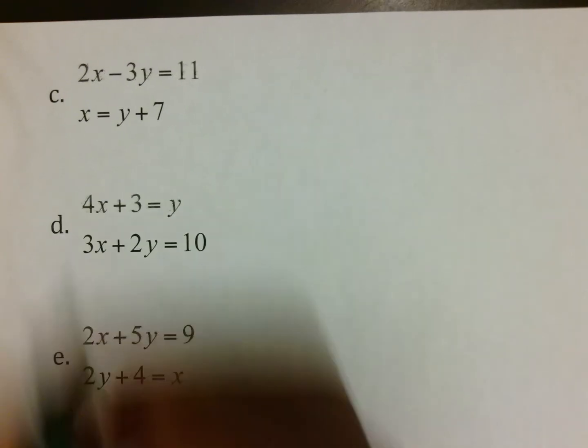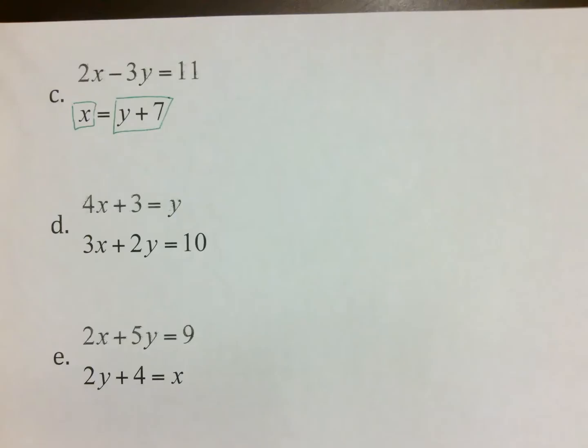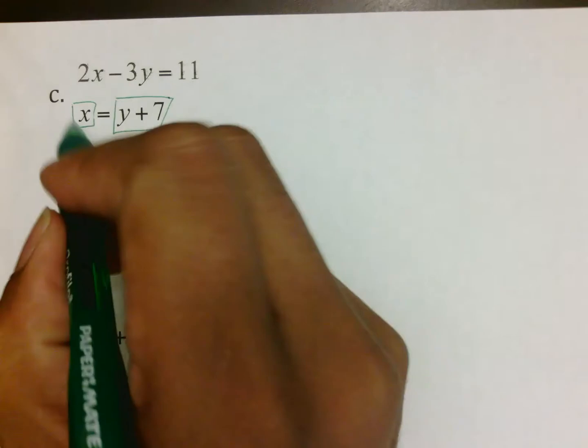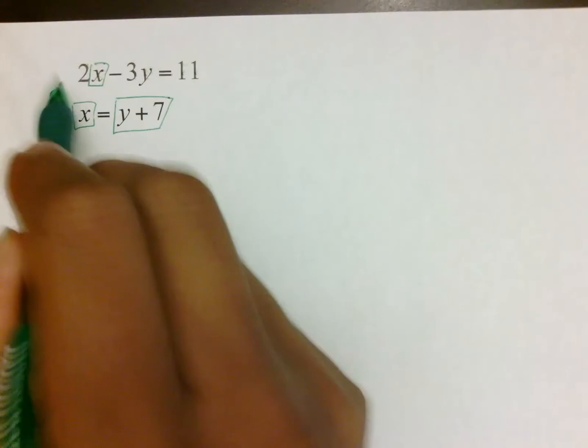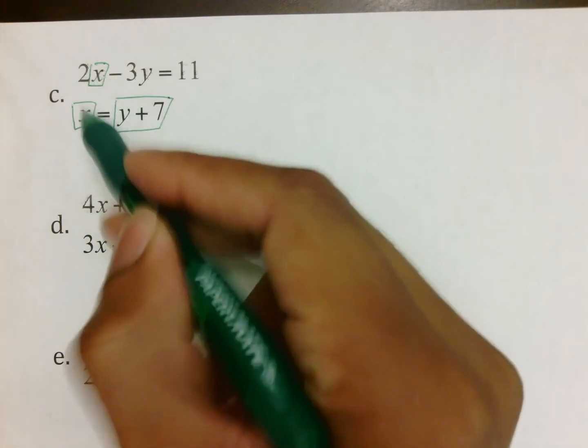It isn't always a y that's by itself. If you look at this problem here, x is actually by itself. X is equal to y plus 7, which again we'll put into a box. And then since x is in the box here, just put x, not the full 2x, but just the letter itself. These 2 boxes have to be exactly the same.